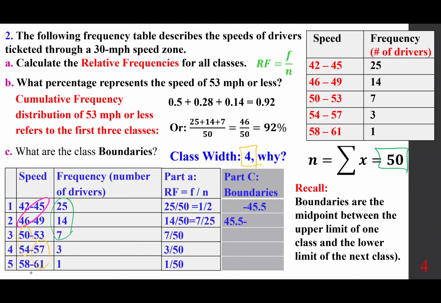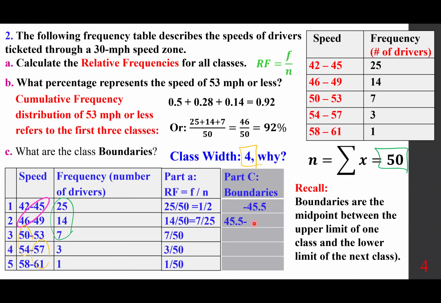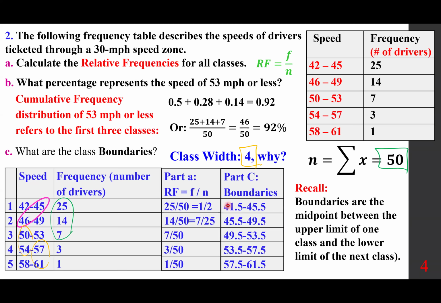So having said that, all you have to do is add 4, and you get 49.5 here. Same thing here, 49.5. Then you add 4, 53.5. You do the same thing for the rest. Over here, you subtract 4, you get 41.5. This is how you get all your boundaries.